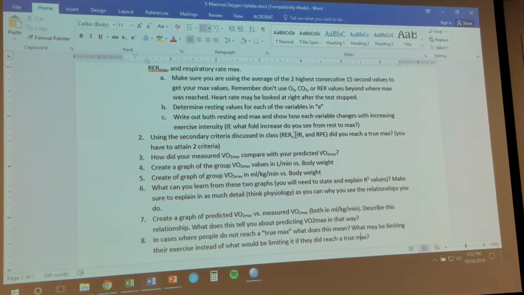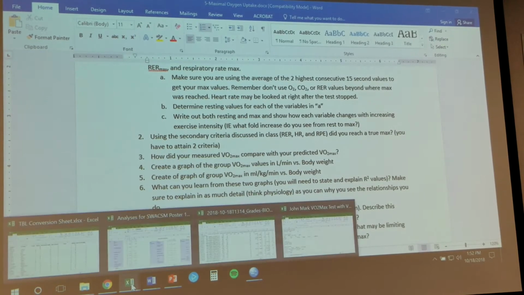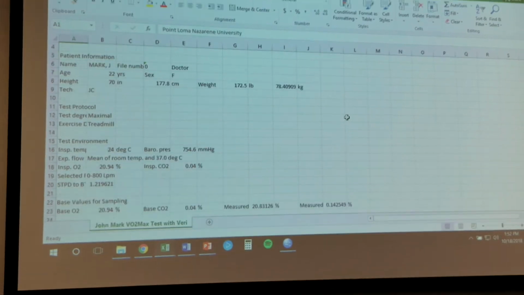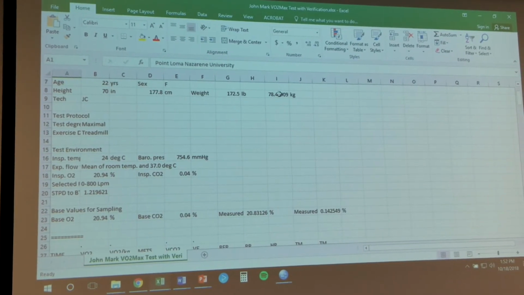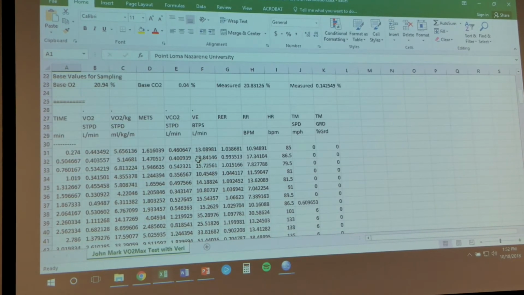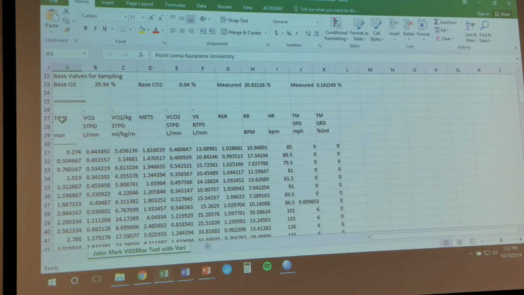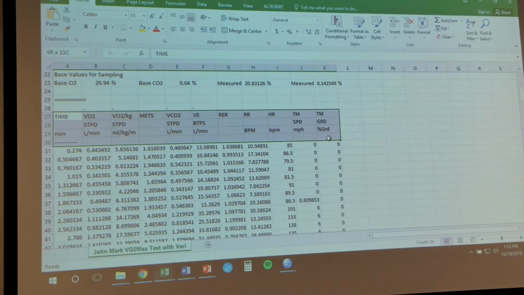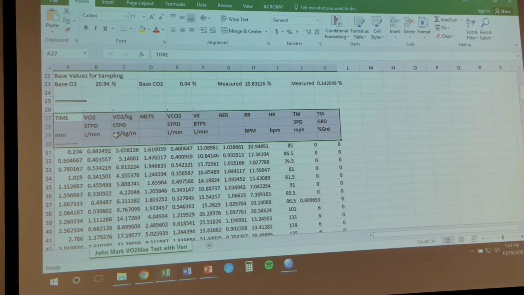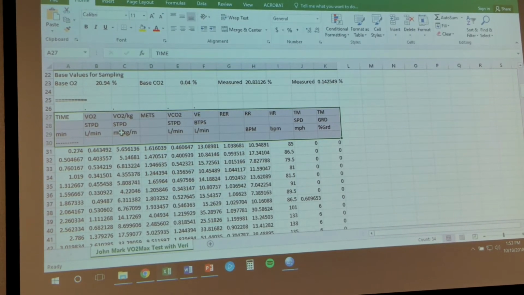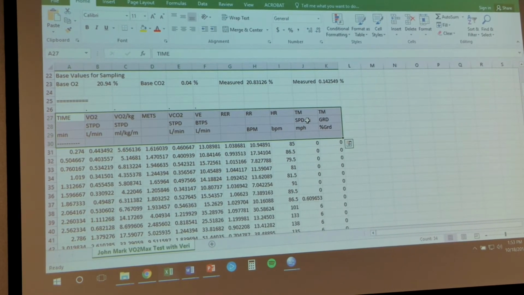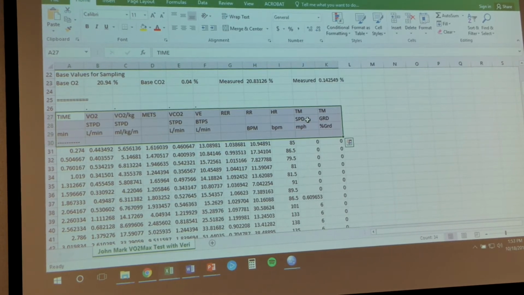I'll show you how to work with your Excel sheet here. After you do your test, you'll get a sheet like this. This is John Marks from last week. You've got your height and weight up here, your age, name, all of that stuff, the date, and then these are the variables that we have. This tells you what each column means. We got time, and you guys have already dealt with this with the energy expenditure data, so you should know what all this looks like. If it's a treadmill, you have speed and grade. If it's on the bike, it'll say work rate, and you'll see wattage.